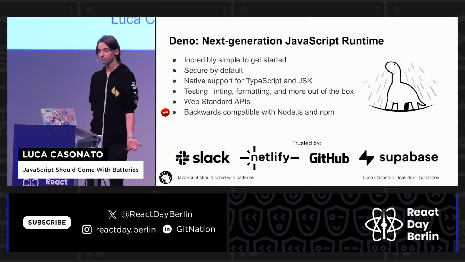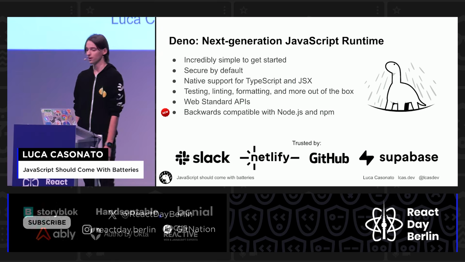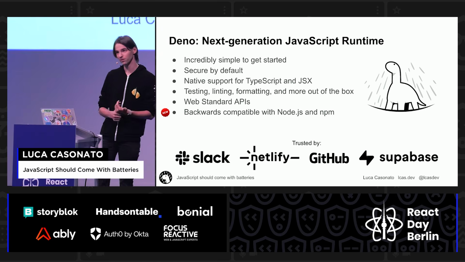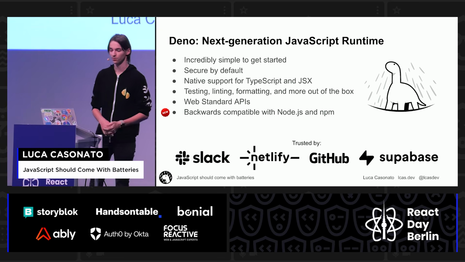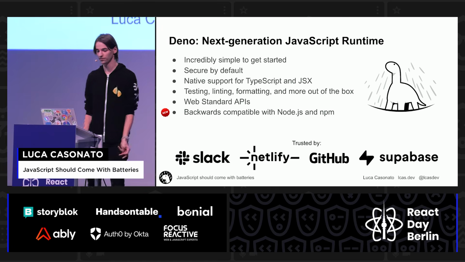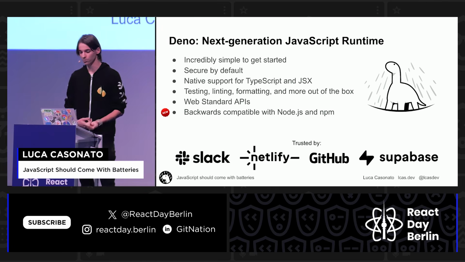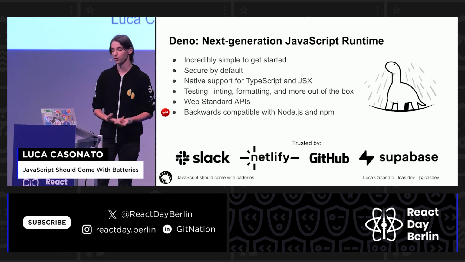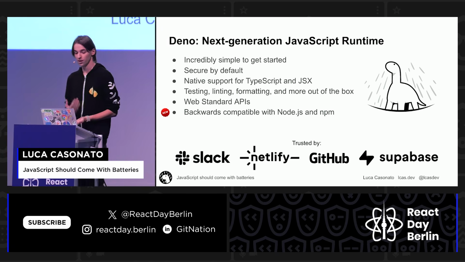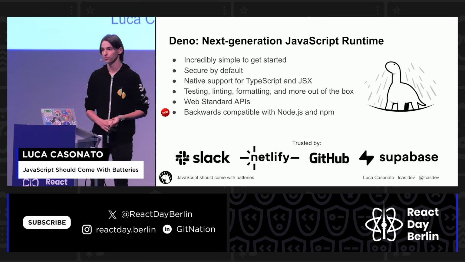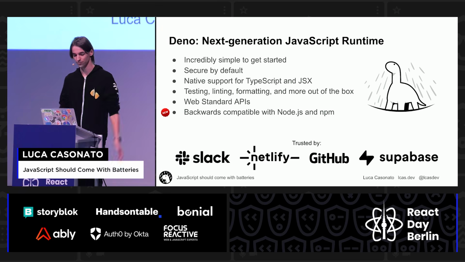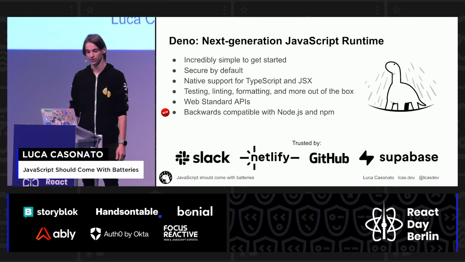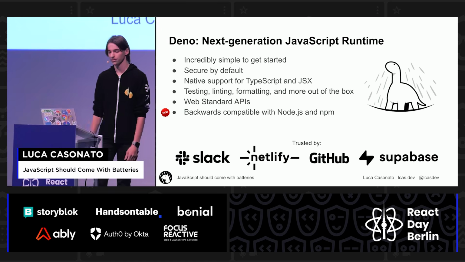So a little bit about Deno. Deno is a next-generation JavaScript runtime that's incredibly simple to get started. And you don't have to take my word for this. I will give you some code demos in a second. It really is. Secure by default, native support for TypeScript and JSX out of the box, has built-in testing, linting, formatting, a language server for VS Code, documentation generation, you name it, single file executables, a bundler, go on and on, right?